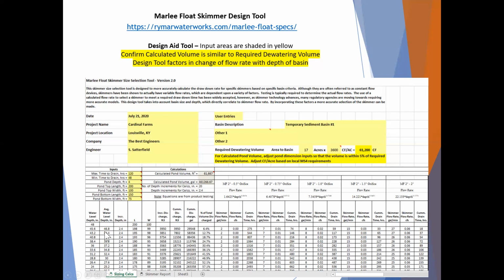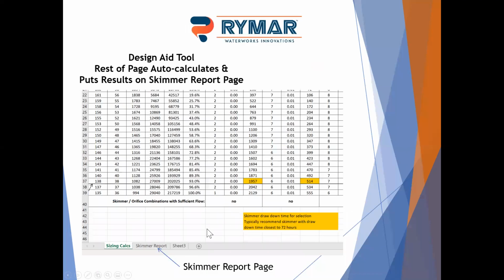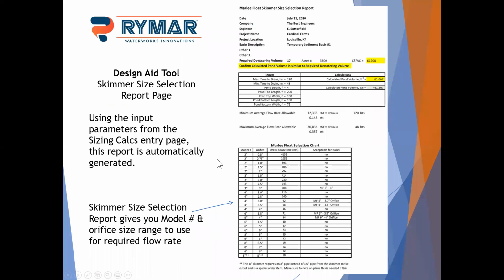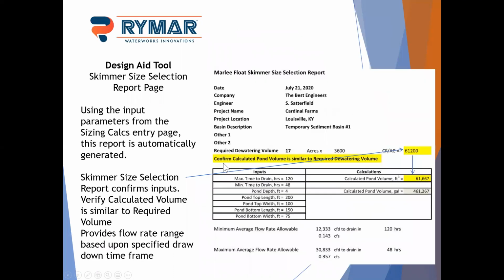So when you do that, our tool will calculate the drawdown rate or time for each skimmer with each orifice configuration. And then down here at the bottom, you're going to see a skimmer report page tab. So if you click on that tab, it'll take you to this nice, neat one-page report printout. And so at the top of the page, you're going to see all of the information you put in. So it's going to have your company, date, project, etc. It's going to have here highlighted the calculated pond volume or required pond volume for dewatering, and the calculated, so the reviewer can quickly check and see that you're close on that.